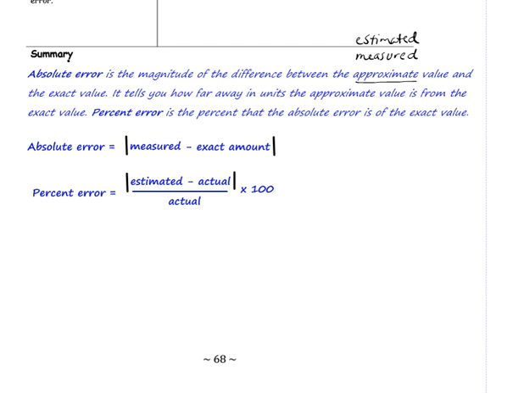Percent error is the percent that absolute error is of the exact value. So if you were thinking about this in terms of the quantity and the whole, then the difference here would be the quantity, and the actual amount would be the whole, and the percent error is what you're looking for. So again, you're comparing a quantity to a whole through percent.